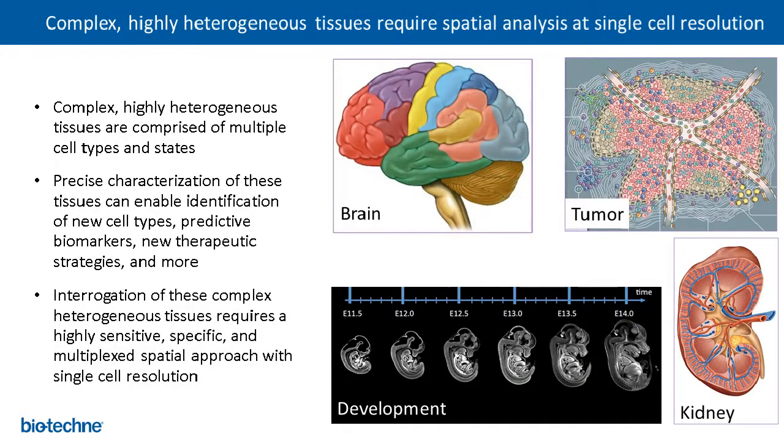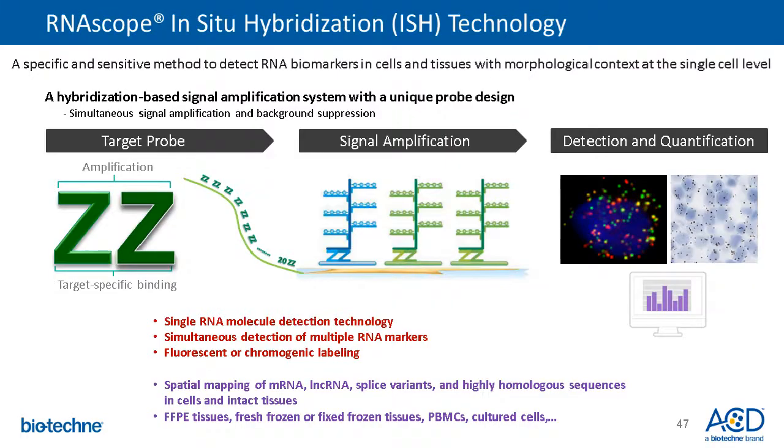So complex, highly heterogeneous tissues, such as the brain, tumors, and kidney, as well as processes such as embryonic development, are comprised of multiple cell types and states. And precise characterization of these tissues can enable identification of new cell types, predictive biomarkers, new therapeutic strategies, and more. However, interrogation of these complex heterogeneous tissues requires a highly sensitive, specific, and multiplex spatial approach with single-cell resolution.